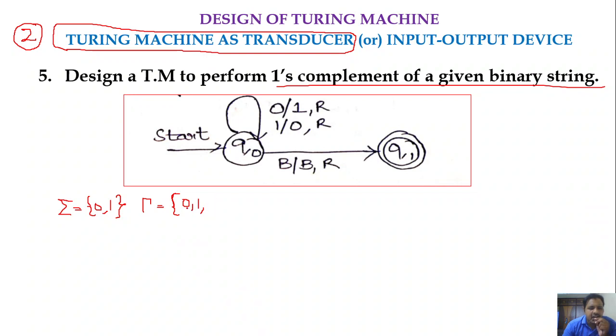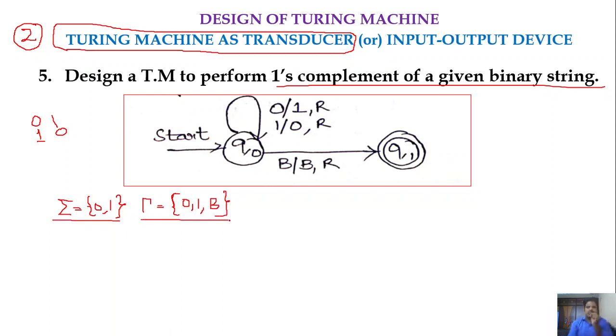And how are we replacing that 0 and 1? One's complement means whenever you get 0 it must be converted to 1, and when we get 1 it must be converted to 0, okay. So that's why the tape symbol set consists of 0, 1, and blank. This is how we are defining the alphabet sets sigma and tau.